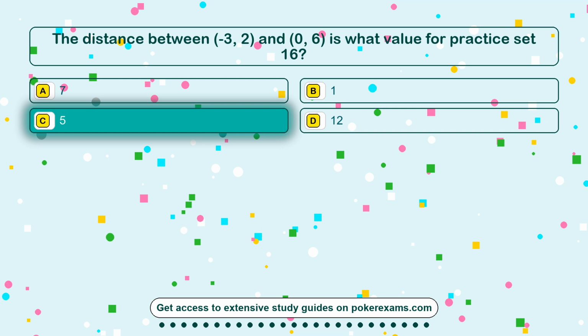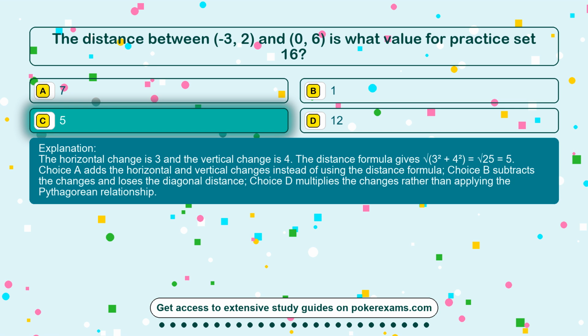The correct answer is option C, 5. The horizontal change is 3 and the vertical change is 4. The distance formula gives the square root of 3 squared plus 4 squared, which is the square root of 25, equals 5. Choice A adds the horizontal and vertical changes instead of using the distance formula. Choice B subtracts the changes and loses the diagonal distance. Choice D multiplies the changes rather than applying the Pythagorean relationship.